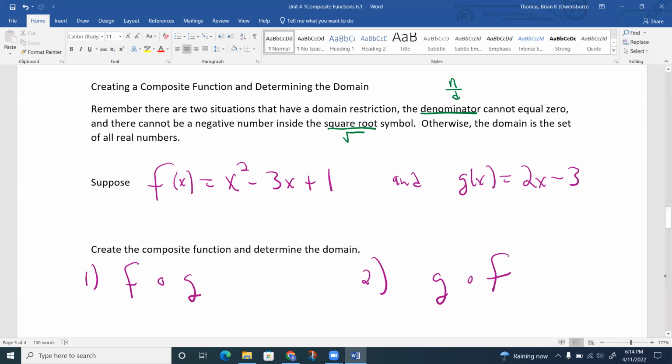So suppose we have the function f of x equals x squared minus 3x plus 1. Recognize that is a quadratic. And remember, quadratics do not have a domain restriction. g of x equals 2x minus 3. You should recognize that as a line, and a line does not have a domain restriction. And remember, if there's not a domain restriction, the domain is the set of all real numbers.